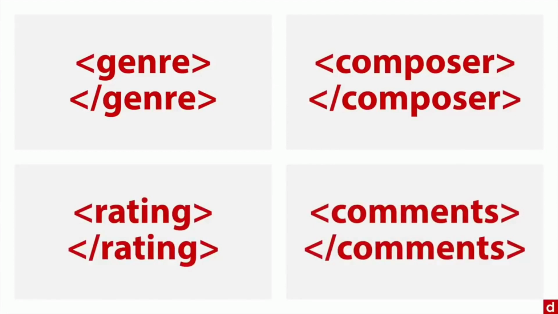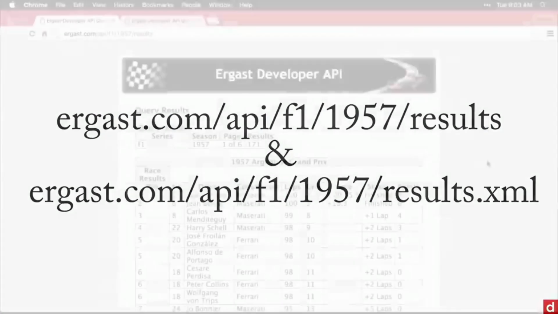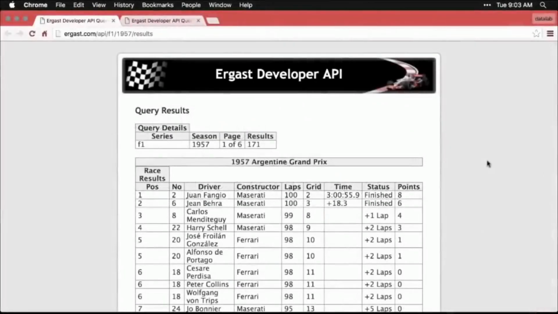Now, let's take an example of how this works. I'm going to show you a quick data set that comes from the web. It's at Ergast.com/api. This is a website that stores information about automobile Formula One racing. Let's go to this webpage and take a quick look at what it's like. So here we are at Ergast.com, and it's the API for Formula One. And what I'm bringing up is the results of the 1957 season in Formula One racing.